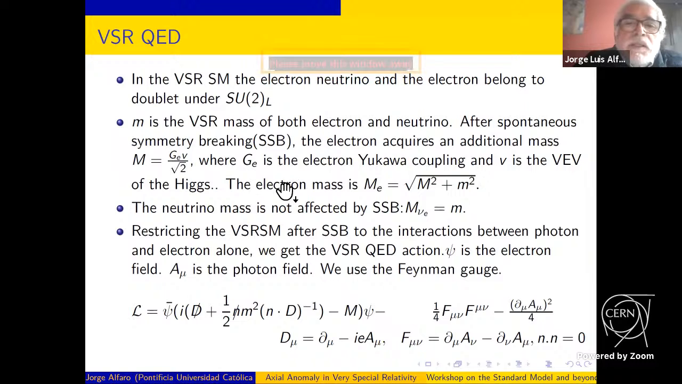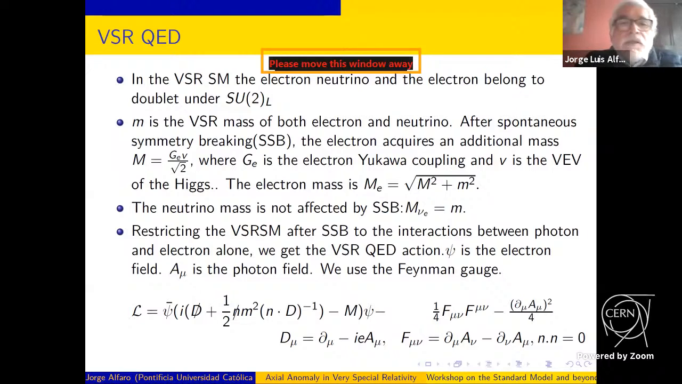Then one can show that the electron mass is modified to this quantity, where this is the spontaneous symmetry breaking mass, and this is the VSR mass. The neutrino mass is not affected by spontaneous symmetry breaking, and simply keeps this.